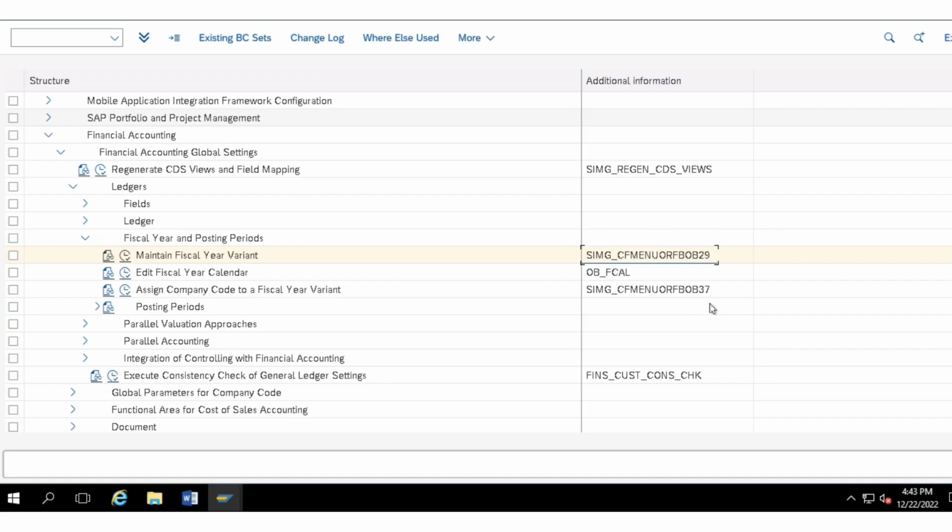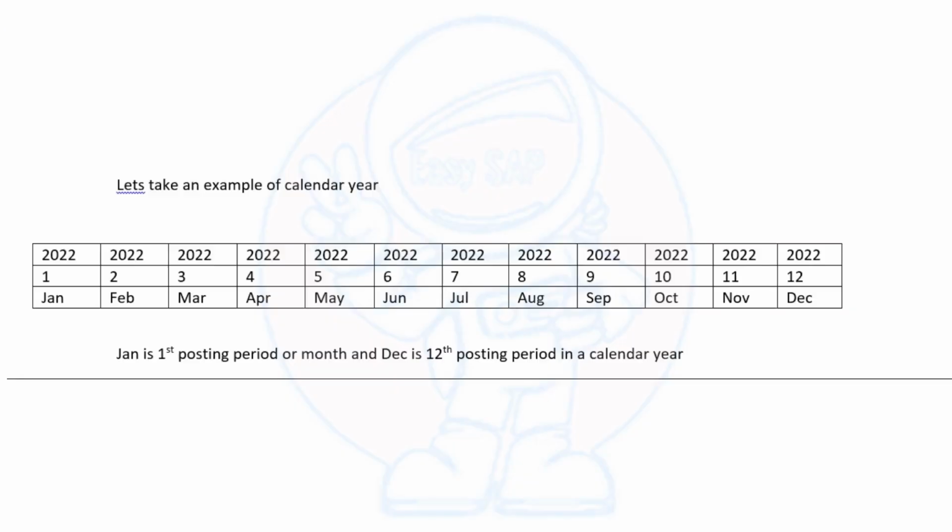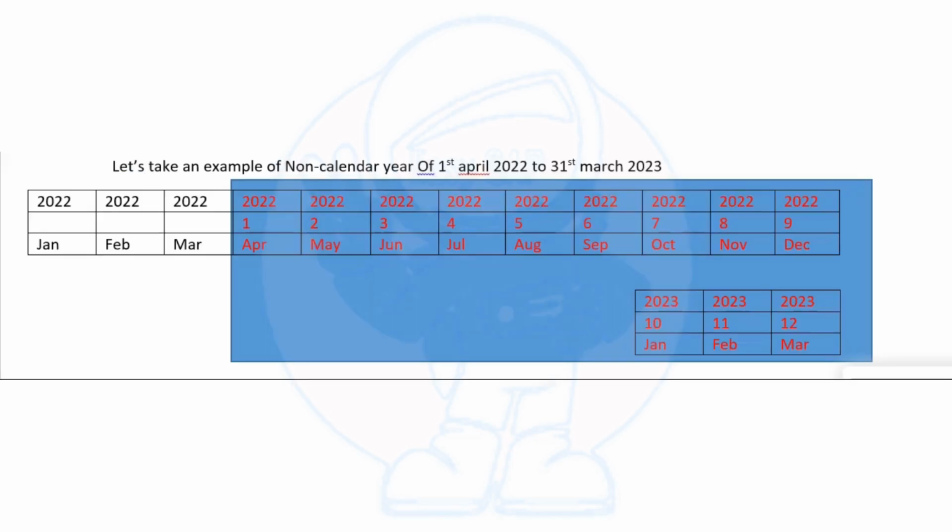In India we follow non-calendar year. Starts from the 1st of April to the 31st of March. System delivered as V3. If you want to take any other month as start you can configure it as per your requirement. Let's take an example of calendar year. January is first posting period of calendar year, whereas December is 12th posting period of the calendar year. Let's take an example of non-calendar year starting from the 1st of April 2022 to the 31st of March 2023. April is the first posting period and December is 9th posting period.